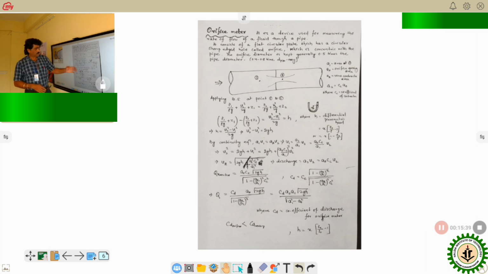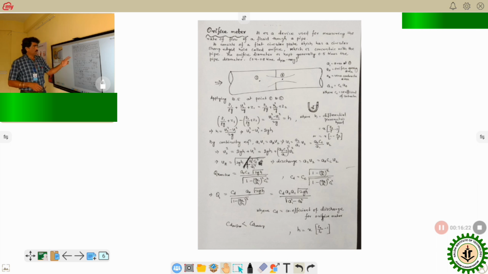In the form of the Venturi, can I write A naught A1 in the numerator? Yes, it is possible. So CD will be incorporated here, where CD will be given as Cc into root over of 1 minus A naught by A1 whole square by root over of 1 minus A naught by A1 whole square into Cc square. So finally, these two equations for the Venturi and orifice are approximately similar, but due to the Cc availability here, the coefficient of discharge for the orifice will be lower than the coefficient of discharge for the Venturi. Normally it is around 0.58 to 0.61.